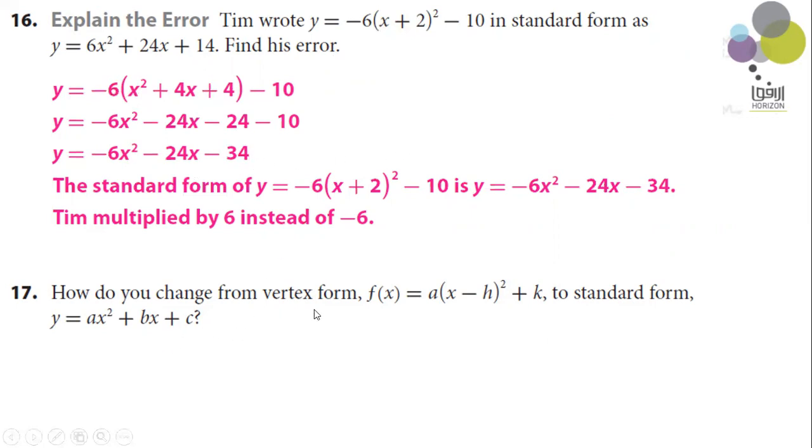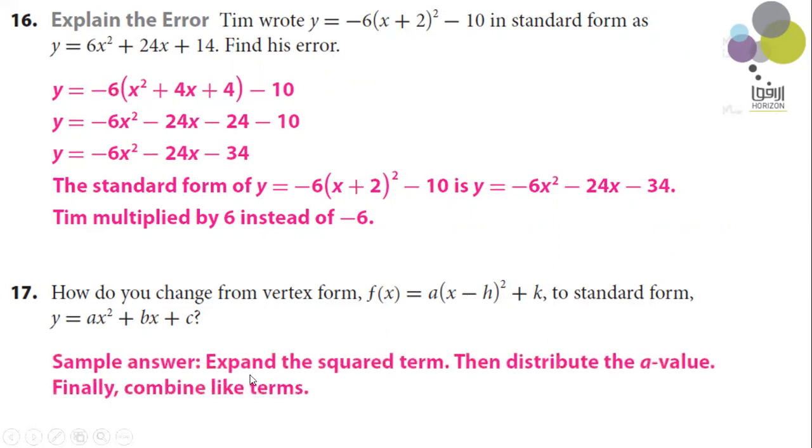How do you change from vertex form into standard form? Expand the squared term, then distribute the a value finally. Combine like algebraic terms.